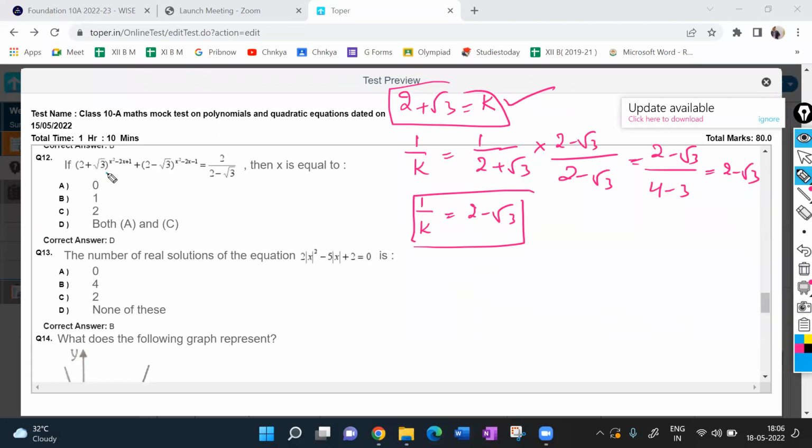Okay, so here, look at this. What can you write this as? This can be written as k to the power of x square minus 2x plus 1. X square minus 2x plus 1 can be written as what? A minus b whole square, correct? So k to the power of x minus 1 whole square. And 2 minus root 3 can be written as what? 1 by k. 1 by k to the power of 2.